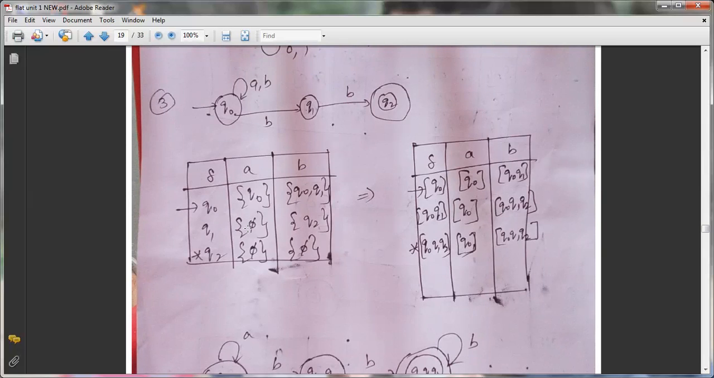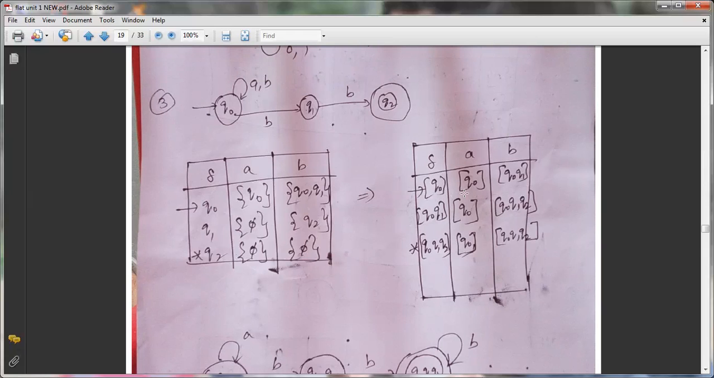Q1 and A is going to null state. Q1 and B is going to Q2. Q2 and A is going to null state. Q2 and B is going to null state. So here I have to convert this into a DFA transition table. Initially I will take the initial state as Q0.